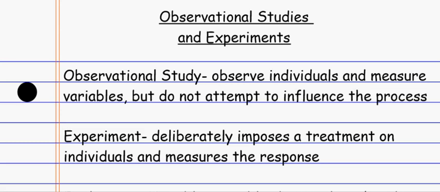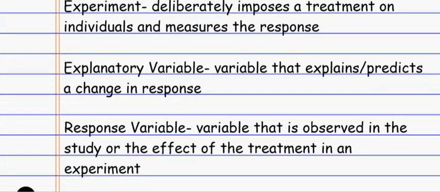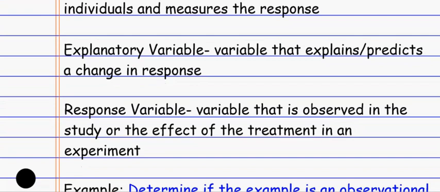So again, observational study, we are taking what is, what's in its natural form, we're just collecting the data, okay? We are simply observing. That's why it's called an observational study. And then an experiment, we are literally conducting an experiment. We are imposing some kind of treatment and seeing what the response is, okay? Within these things, we have two variables that we look at. We look at the explanatory variable and the response variable. The explanatory variable explains or predicts the change in the response, and the response variable is what we actually observe, is what we're collecting data on in terms of the effect of the treatment, okay?